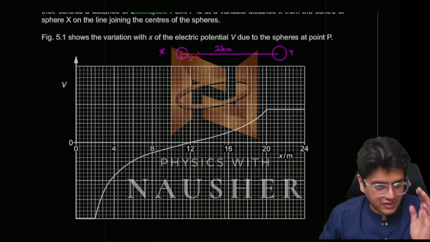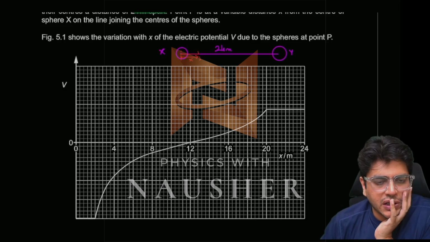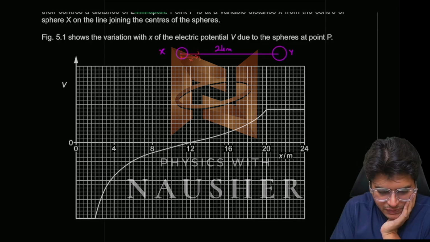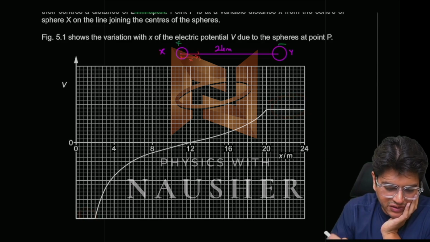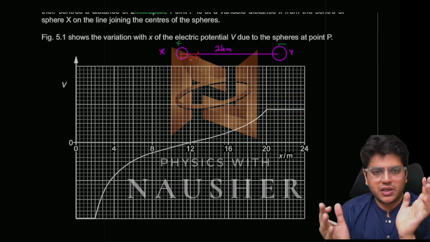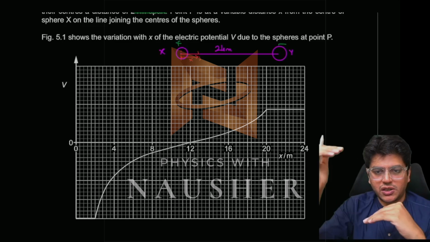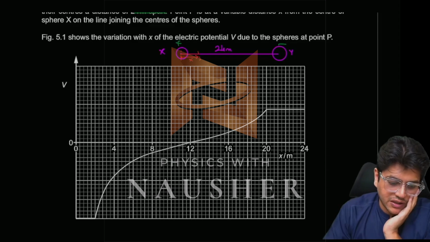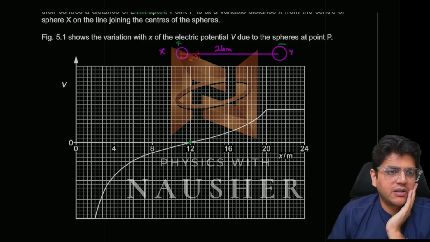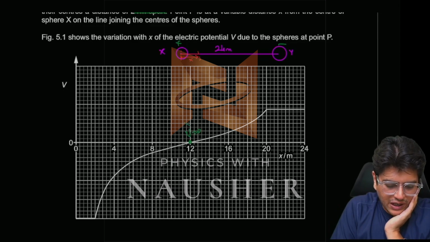So what is the instant reaction that I can get from here? Instantly, I can say that because the potentials are in opposite directions, one of them is positively charged and the other is negatively charged, because potential is a scalar. So if potential is in between positive and negative, that means that the spheres are oppositely charged.